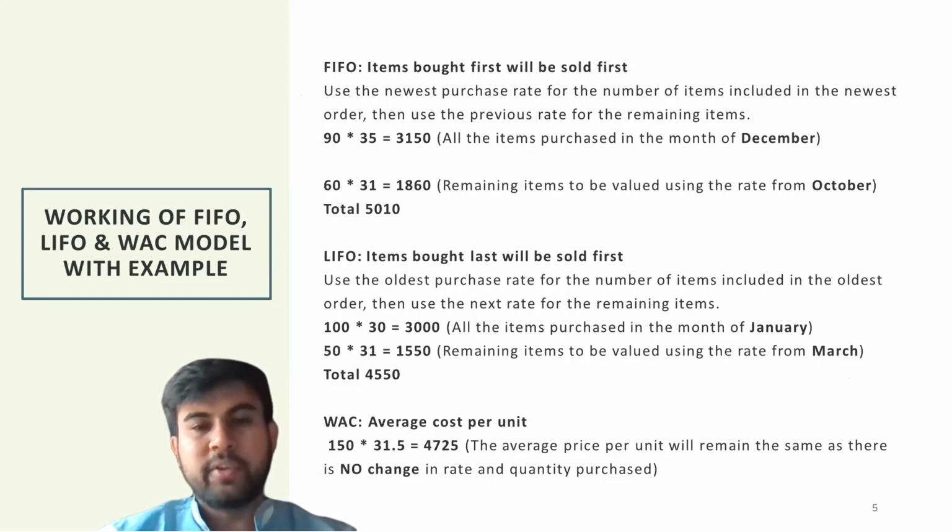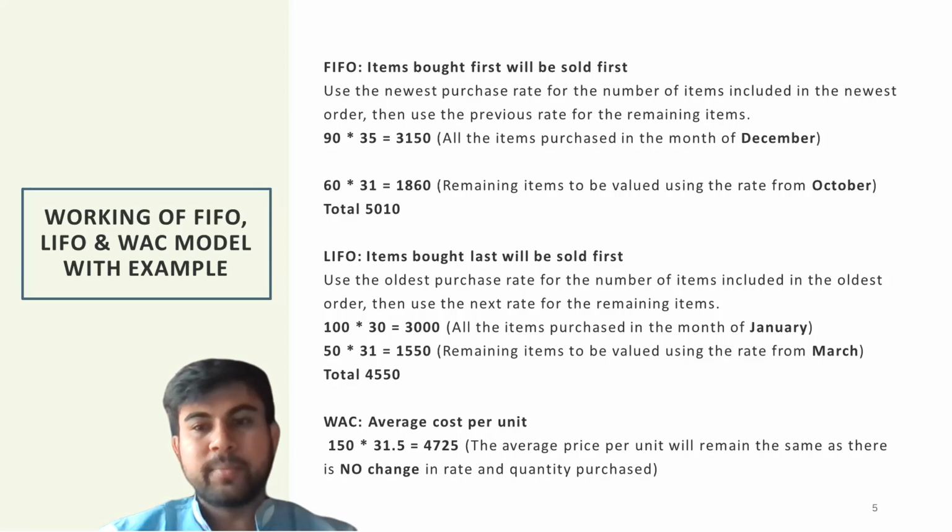According to that, 550 quantity were purchased in the entire year at different prices, that were 30, 31, and 35, and 50 were unsold. So according to FIFO, the items that come first will be sold first. So use the newest purchase rate for the number of items included in the newest order. For that, that is 90 into 35, because the last order that we sold was according to 35. So for that it comes to the sum of 3150.